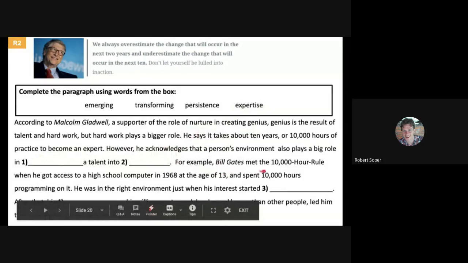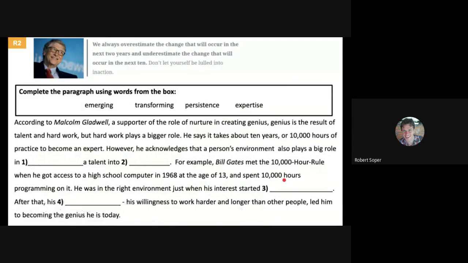For example, Bill Gates met the 10,000 hour rule when he got access to a high school computer in 1968 at the age of 13 and spent 10,000 hours programming on it. He was in the right environment just when his interest started emerging. Remember, when something's emerging, it's beginning to appear. So his interest started emerging.